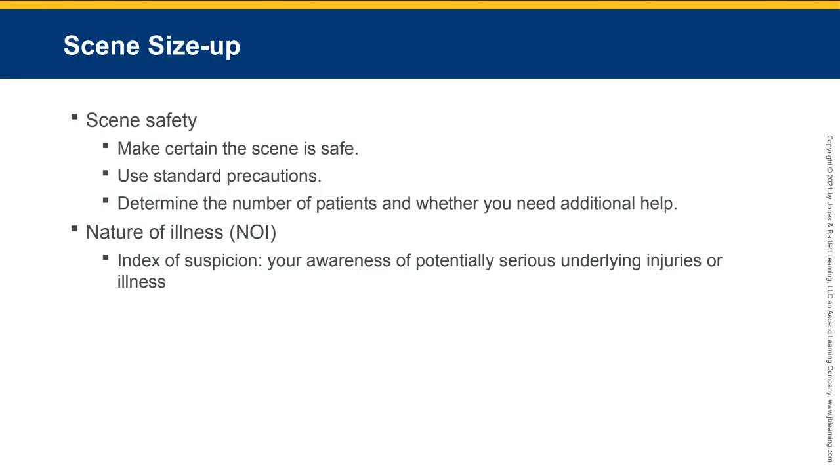Now, let's start with the scene size up. So, scene size up. Ensure that your scene is safe. Make certain that the scene is safe. Use standard precautions. Determine the number of patients, whether or not you need additional resources or help. Consider the nature of illness. And you're going to think about the index of suspicion. And this is your awareness of potentially serious underlying injuries or illness.